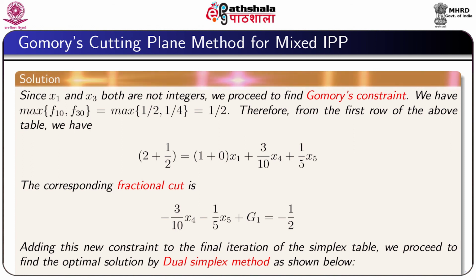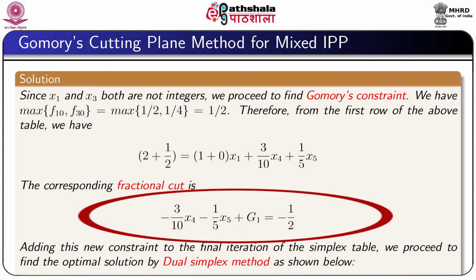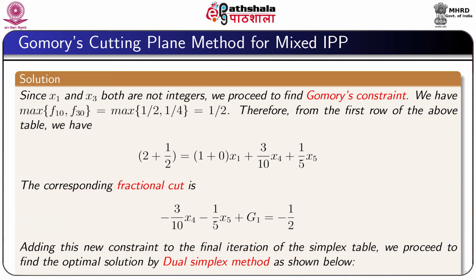Now, we have maximum of f10, f30 equal to maximum of half and 1/4, which is equal to half. Therefore, from the first row of the above table, we have 2 plus half equal to 1 plus 0 into x1 plus 3 by 10 into x4 plus 1 by 5 into x5. The corresponding fractional cut is minus 3 by 10 into x4 minus 1 by 5 into x5 plus g1 equal to minus half.